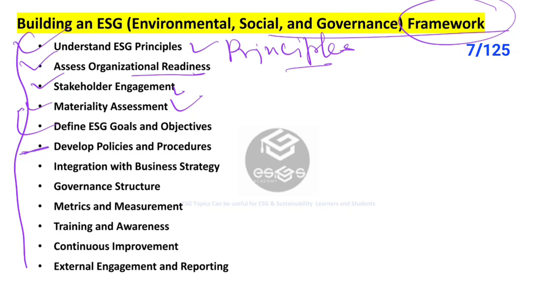The next one is developing the policies and procedures. In this step of the framework development, we develop comprehensive ESG policies and procedures outlining the organizational commitment to ESG principles, the ESG objectives, the ESG strategies, and ensuring the alignment with relevant laws, regulations, industrial standards, best operating practices. The next is integrating with the business strategy or corporate strategy.